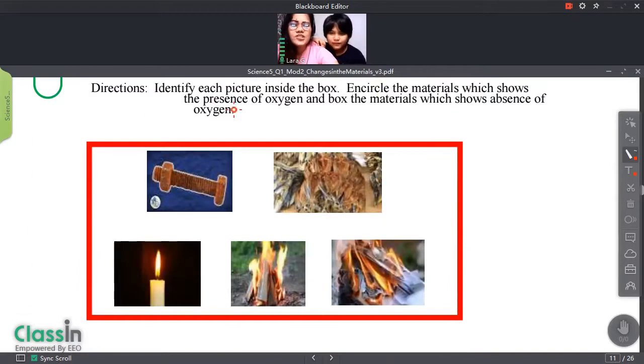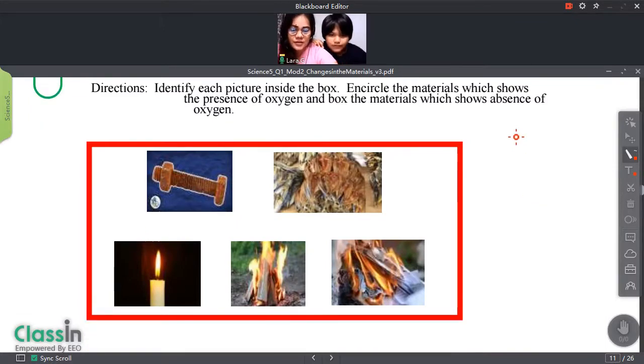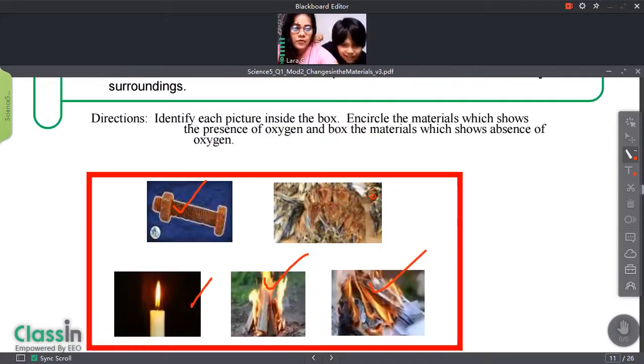Now, identify each picture inside the box. Encircle the materials which show the presence of oxygen and box the material which shows absence of oxygen. Sige daw. Asa man diri ang may presence of oxygen? I-check lang. Rust? Except for? Kana fish. Fish na? Bulad.